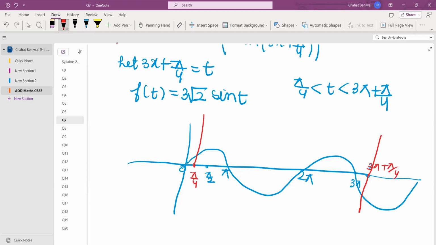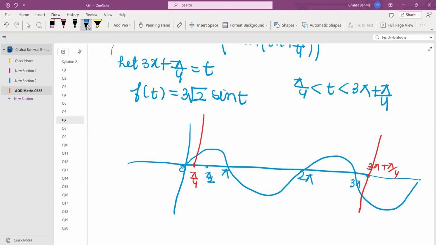We have to check where it is becoming positive and where it is becoming negative. Where the function is positive, the derivative will be greater than 0, which means the function will be increasing. But remember, the function is f of t, but we have to analyze for f of x. So when we check the intervals of t, we'll substitute t in terms of x, that is 3x plus pi by 4.